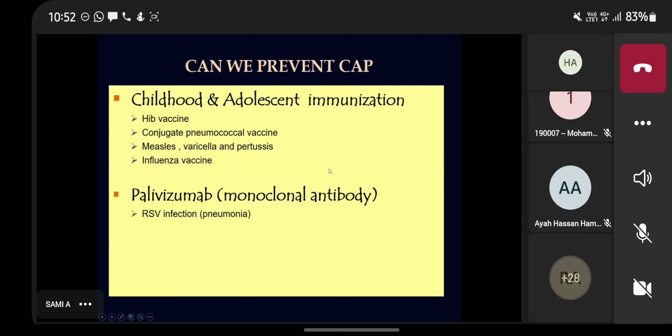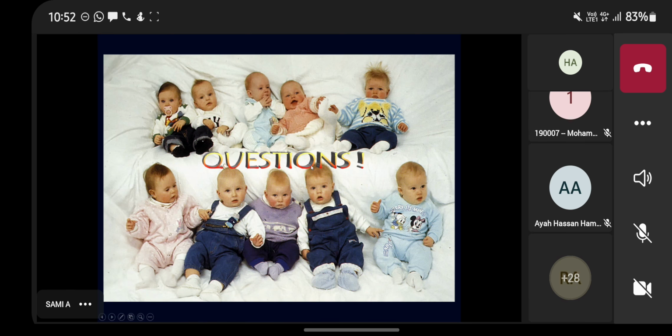Vaccination is actually quite good to prevent some pathogens which used to cause pneumonia. We talked about the Hib vaccine and the conjugated pneumococcal vaccine. We rarely see measles, varicella, or pertussis pneumonia because of the vaccines. Influenza vaccine is recommended as early as 6 months, and it will help to prevent influenza causing pneumonia. Palivizumab is reserved for high-risk children, and it prevents not only bronchiolitis, but also pneumonia.